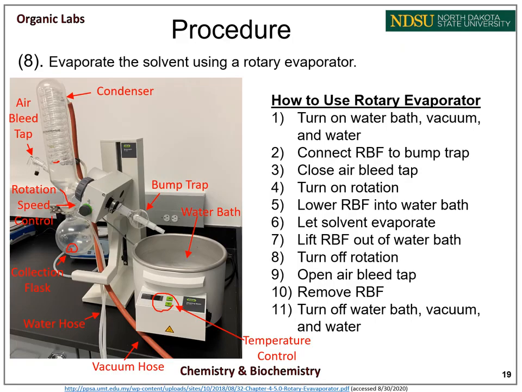Then, once all the solvent is evaporated, you can just do the opposite process. Lift the round bottom flask out of the water bath, turn off the rotation, open the air bleed tap, remove your round bottom flask, turn off the water bath, vacuum, and water to the condenser.